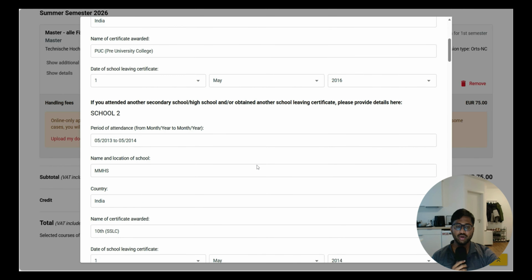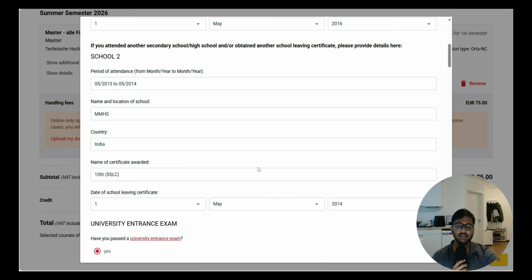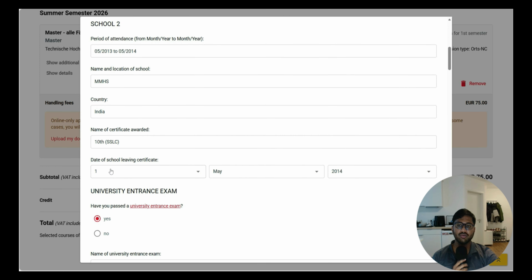Then in the school 2, you can always give in the 10th details or secondary school leaving certificate SSLC details, so that you will cover school 1 and school 2. So in school 2, I did it in 2013 to 2014, and the name of the location I did it is Marimalappa's High School, and I did it in India, Karnataka. Name of the certificate was secondary school leaving certificate, which is another word, it is called 10th for CBSE guys and other things. School leaving certificate was awarded on 1st May 2014. But this is the date that I mentioned is dummy date.